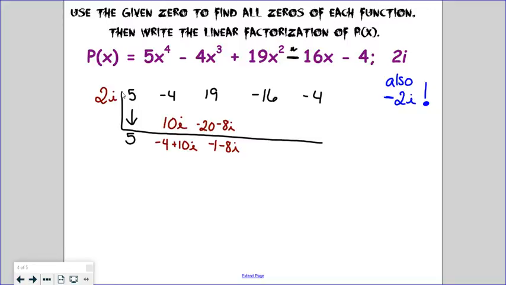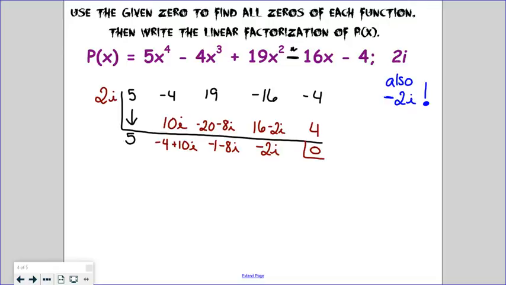Repeat the process. 2i times -1 would be a -2i. 2 times -8 is -16, but the i times i will turn it into a +16. Combine my real number parts, -16 plus 16 would be gone. We're left with just the imaginary -2i, which is what we expected. 2 times -2 is -4, but the i times i will turn it into a +4, getting us a remainder of 0.